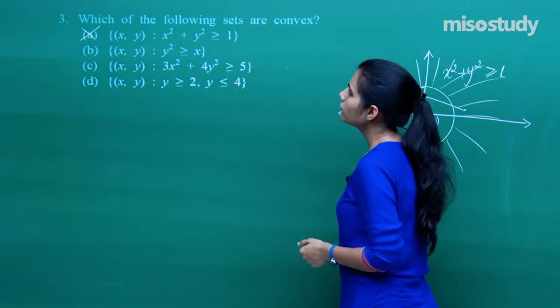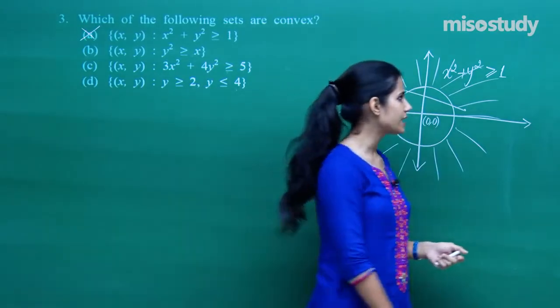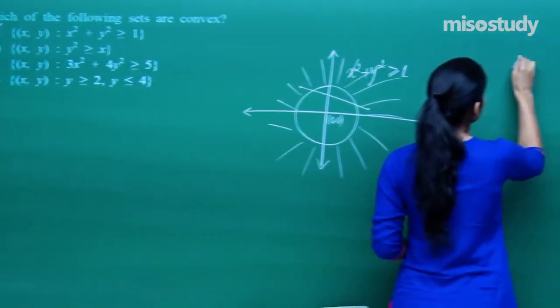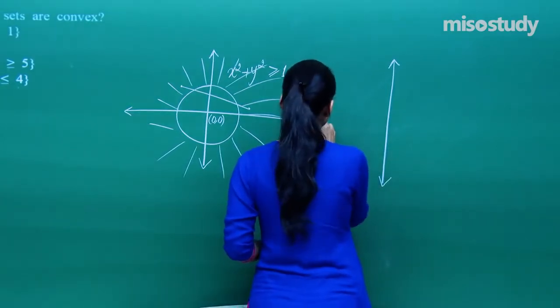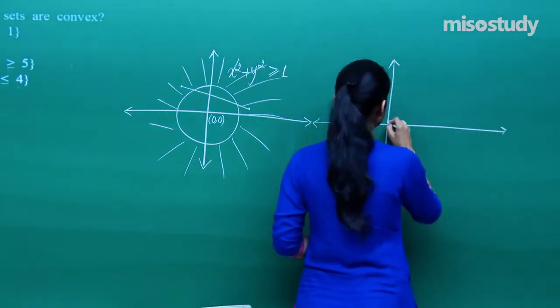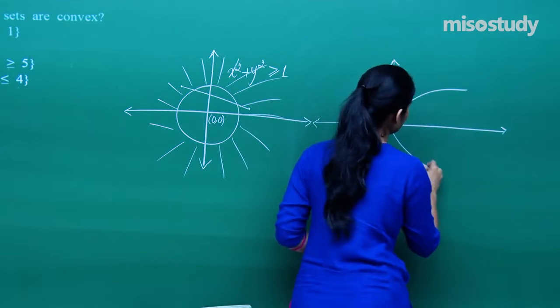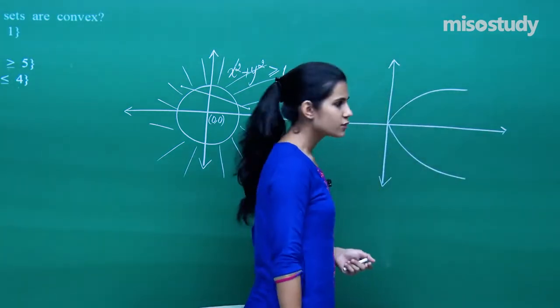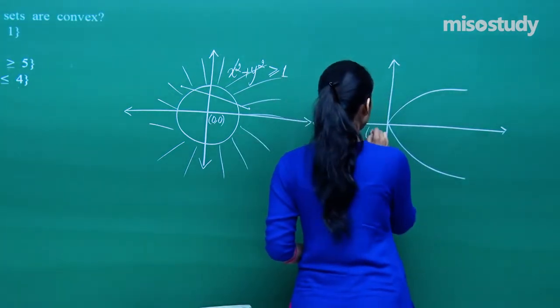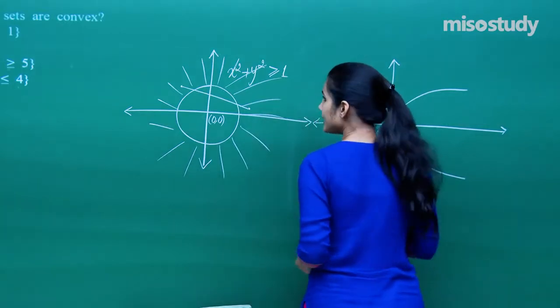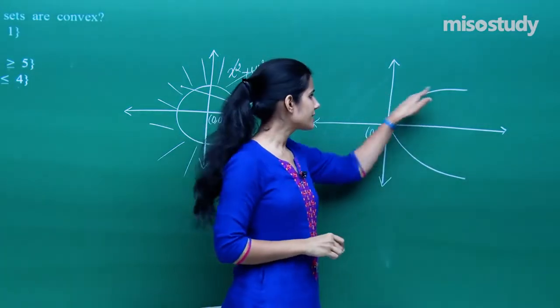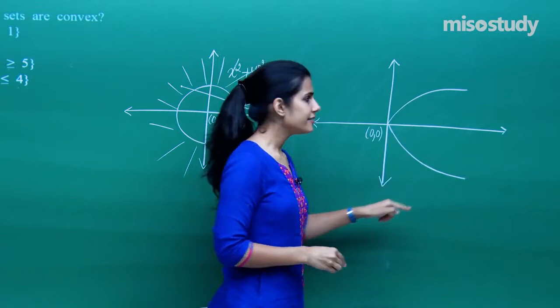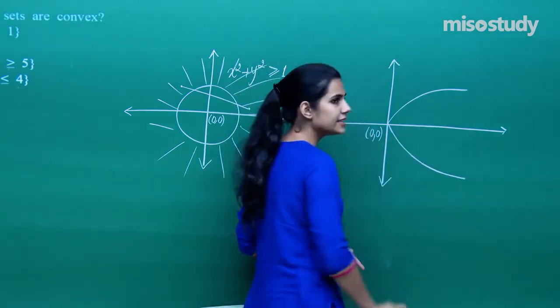If I talk about the other one, y square is greater than or equal to x. So when I talk about y square equal to x, it is actually a rightward opening parabola. This is y square equals x. If I talk about y square greater than or equal to x, so equal to x we have plotted the boundary, greater than x will be in the interior or exterior?